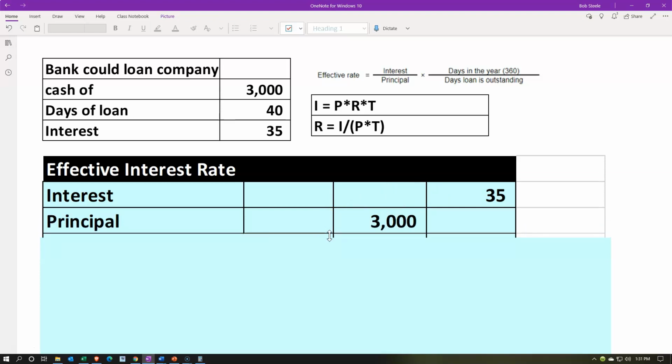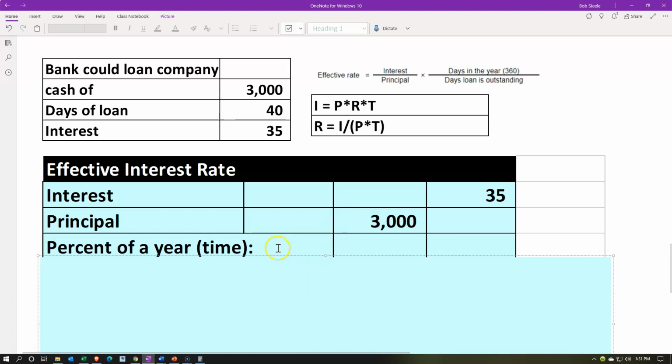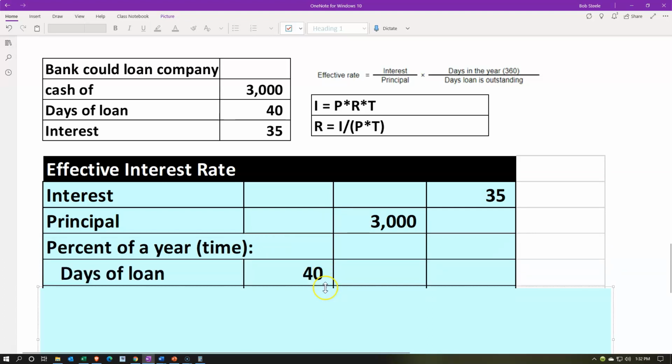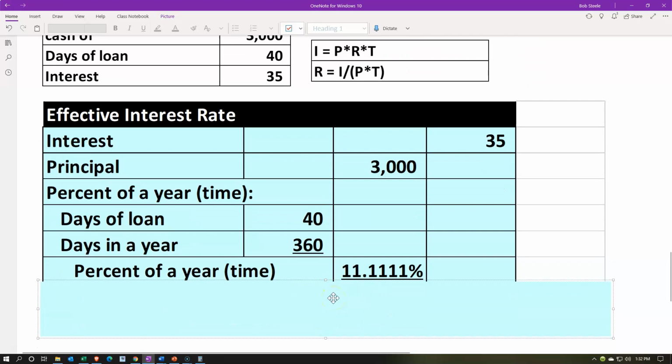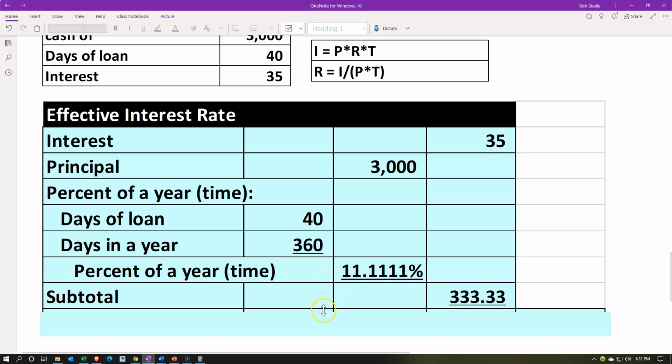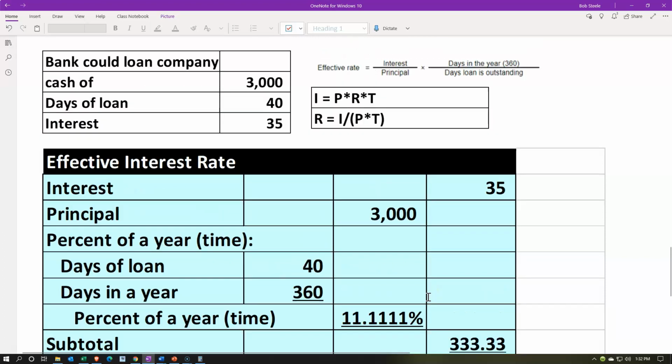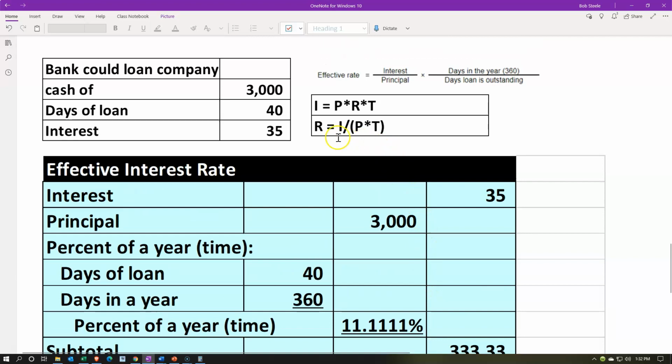The principal is going to be the 3,000. So we're going to do the inside now. 3,000 times time. Time is going to be a ratio, so I'm going to pull that into the inside to calculate time. It's going to be the days in the loan, 40, compared to the days in a year, 360, which gives us the percent of the year, 11% that we saw, the fraction of a year or the percentage of the year. So then if we take the 3,000 times the 11.111%, we get the subtotal of 333.33, and now we can take the 35 divided by P times T.